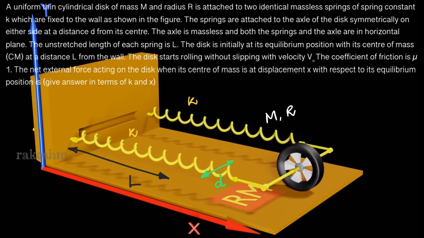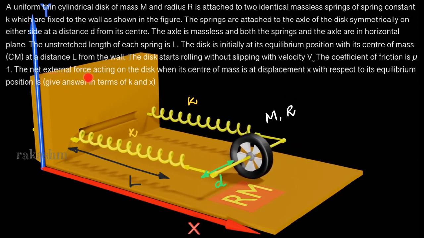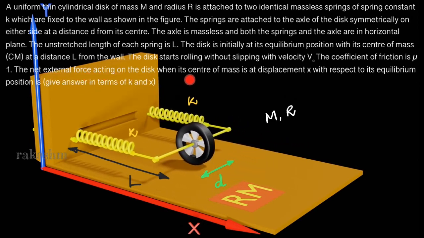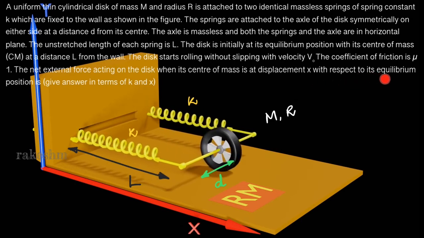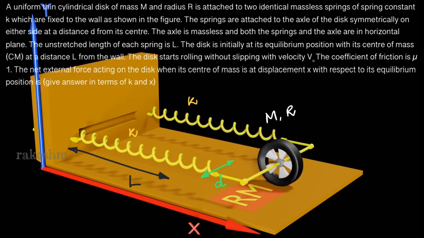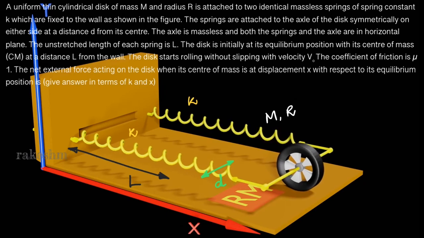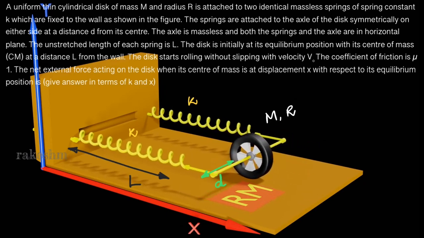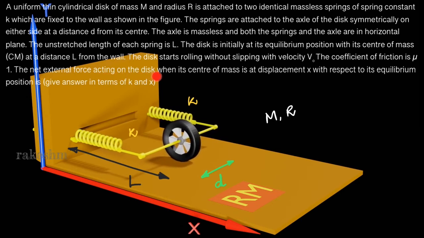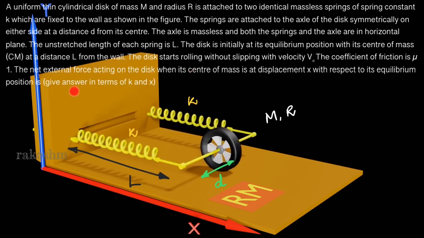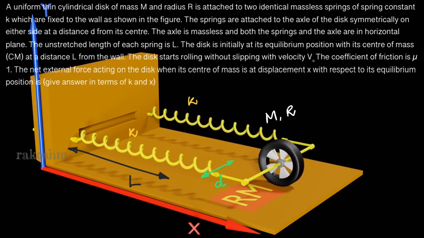He's asking for the net external force acting on the disc when its center of mass is at a displacement x with respect to its equilibrium position. So when this disc is at a distance x from the equilibrium position, what is the net external force acting on the disc? We need to give our answer in terms of k and x.